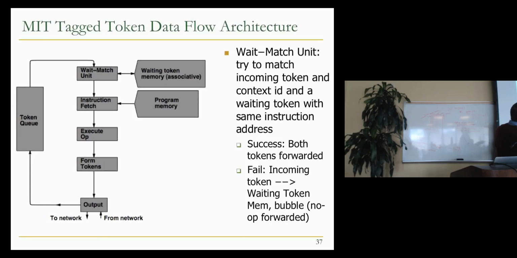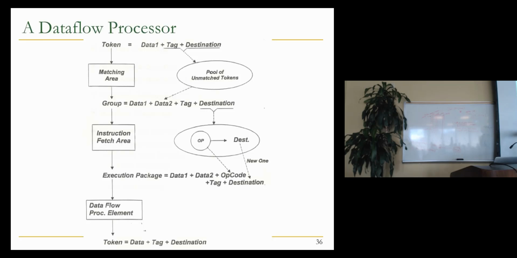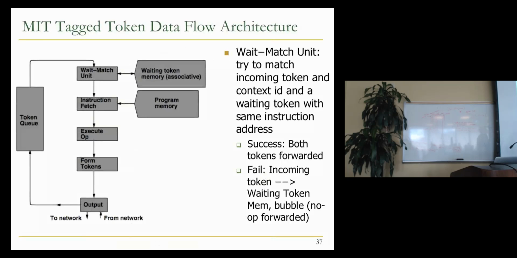This is the waiting token memory, which tries to match incoming token and the context ID. Context ID is really the tag here. People call it context and tag. I'd like to give you both definitions. And a waiting token with the same instruction address. If there's a match, both tokens are forwarded to the instruction fetch unit, such that you can fetch the instruction, and then you can execute the operation and then form the tokens, and then go back. If the tokens don't match, then the incoming token, assuming the destination instruction is a multiple operand instruction, goes into the waiting token memory and waits. And there's a bubble. Okay?